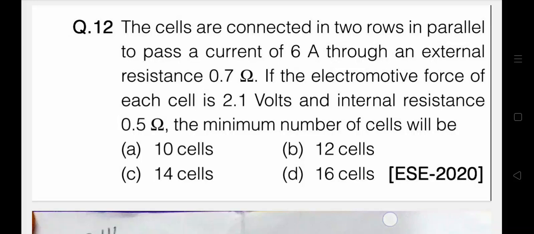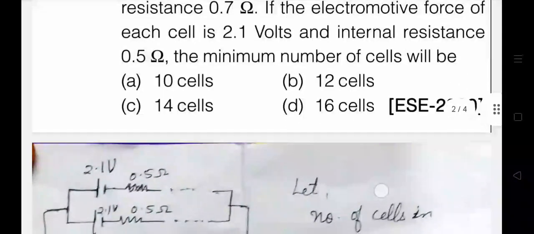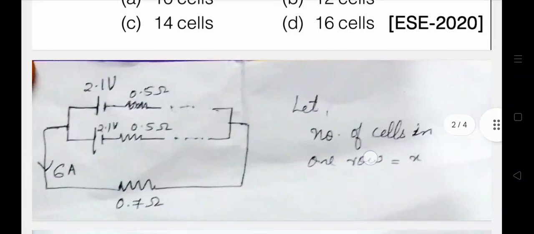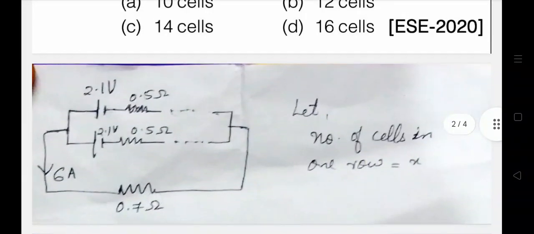By the question, let's draw the circuit. Here we have two rows of cells in parallel, and the load resistance is 0.7 ohm and 6 ampere current is flowing through that external resistance. Each cell is having a voltage of 2.1 volt with internal resistance 0.5 ohm. With these details, I draw this circuit.